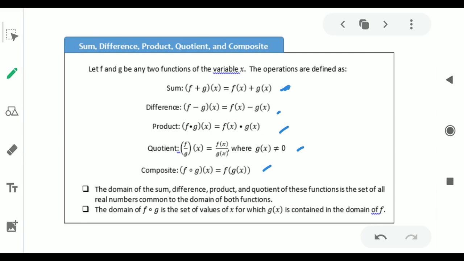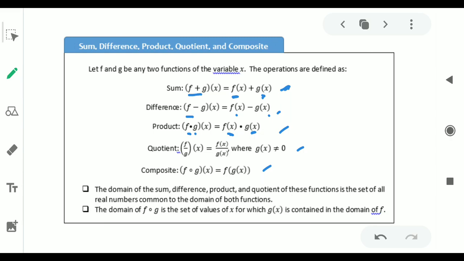Addition of functions, or the sum of functions, is denoted by f plus g of x. That simply means we add f of x plus g of x. Subtraction, or the difference of functions, is given by f minus g of x, or that is f of x minus g of x. Multiplication, or product of functions, is denoted by f times g of x, or f dot g of x, which means we multiply f of x by g of x.